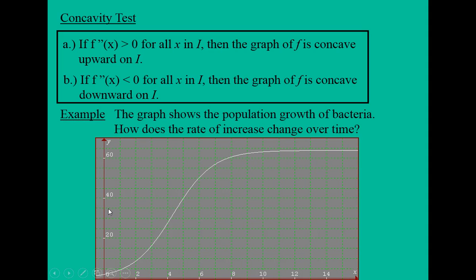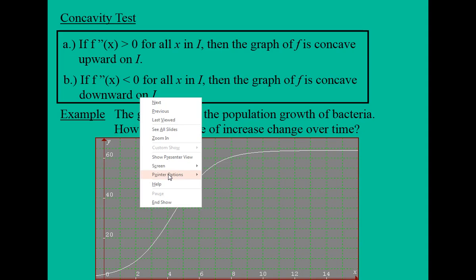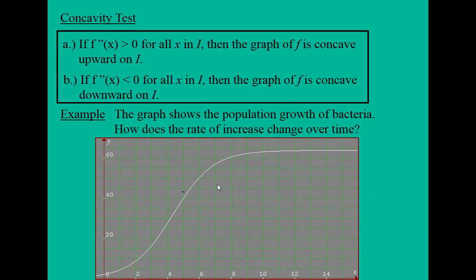The graph shows the population growth of bacteria. How does the rate of increase change over time? So we're still just analyzing this concave up, concave down concept. So we can see in the beginning at t equals 0, it's increasing rather quickly. But then as we move towards 4, 5, 6, we can see that the slope of the tangent lines are not as steep. So back in here, if we looked at the slope of the tangent lines, they're getting steeper right here. And we can see we're concave upward.